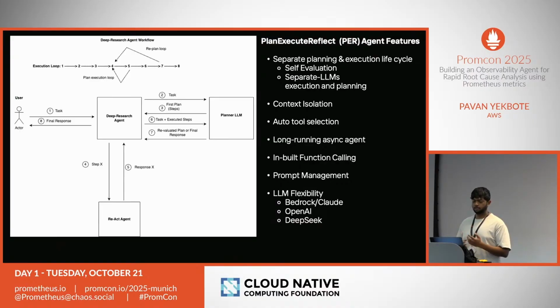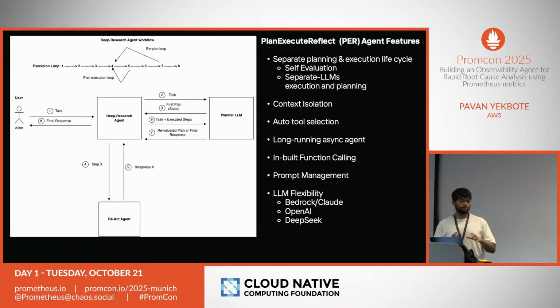It's a long-running asynchronous agent. It has inbuilt function calling. It allows you to control a lot of the prompts, and it has flexibility to pick whatever LLM you want to, right? Looking a little bit into the workflow, the way it works is the user gives you a task, the agent receives the task, it forwards the task to a separate planning LLM. What the planning LLM does is it just comes back to you with a series of steps you need to execute to potentially reach the final result, right?